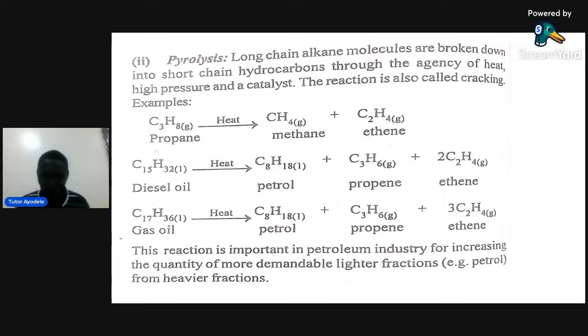All right. Cracking. Now, can you tell me the difference between pyrolysis and cracking? Tell me the difference in the comments. Now, you can see when you crack diesel, you can see diesel there. On some textbooks, they use the formula for diesel as C12H26.